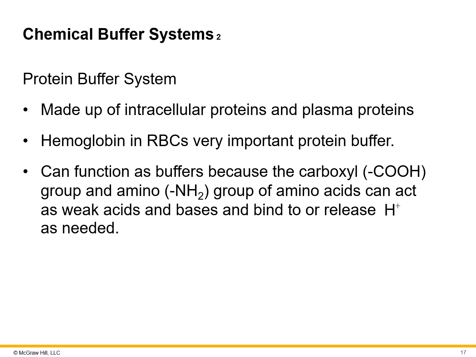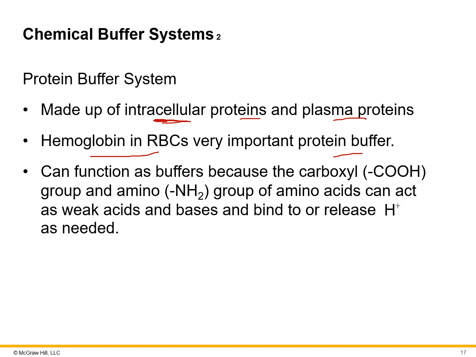Now, the protein buffer system, this is mainly for our intracellular pH. So this is using intracellular proteins as well as plasma proteins. So for example, hemoglobin in our red blood cells that's transporting our oxygen, it's actually a protein buffer. It can help regulate pH.